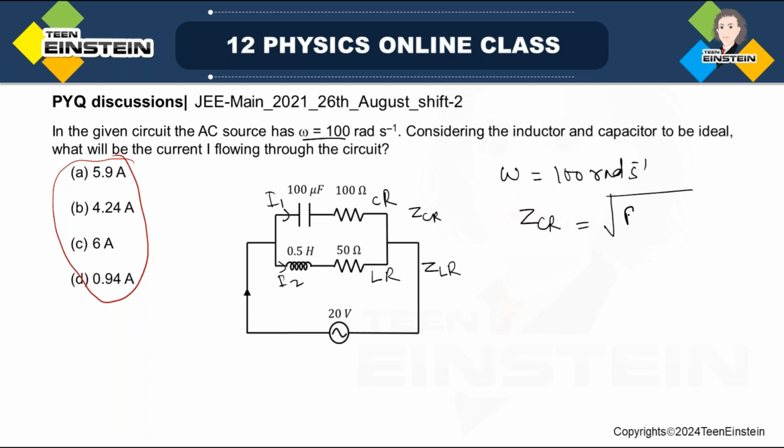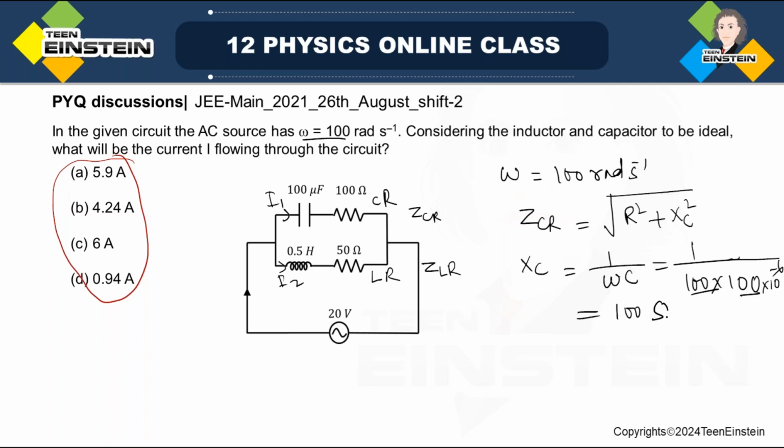So what is ZCR, the CR circuit? That is actually the square root of R square plus XC square, where XC is the capacitive reactance. So what is XC? 1 over omega into C. What is omega? That is given, 100. What is C? 100 microfarad, that is 100 into 10 to the power minus 6. So 10 to the power minus 2 will be remaining, and that will be 100. So XC is 100 ohm.